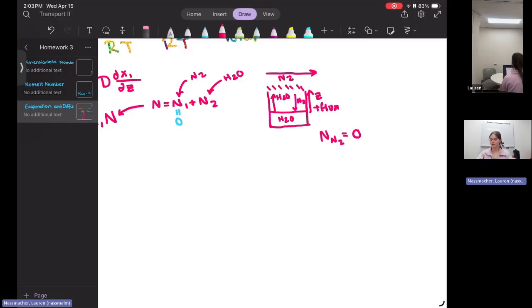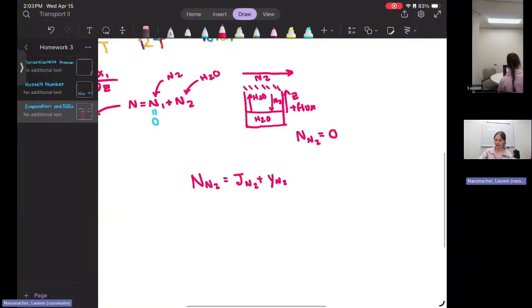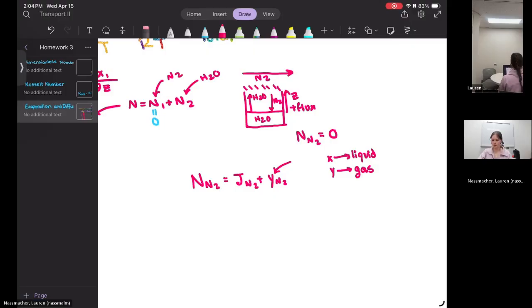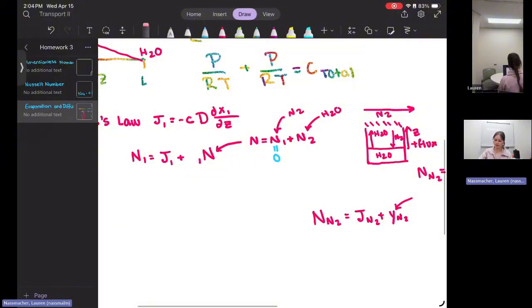Let's write an equation to also show that. We have the flux of our nitrogen, and we want to show that there's a positive flux, but it eventually equals 0. That's equal to our molar flux plus Y, our nitrogen's percentage. X is usually used for a liquid, while Y is for a gas. So our nitrogen is a gas. That's why it's Y N2 and not X N2, which means that this X right here can be a Y.